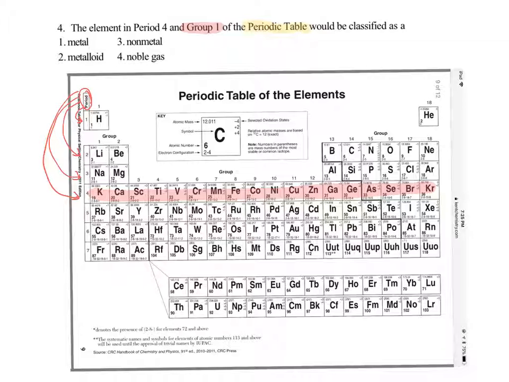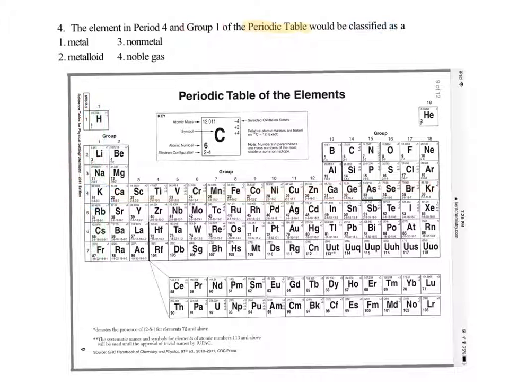I'm going to change color. And so we are looking at group 1, which is right here. Well, where they cross, I'll circle it in blue. Right there is the element we're talking about. Now we have to decide how that element is classified.